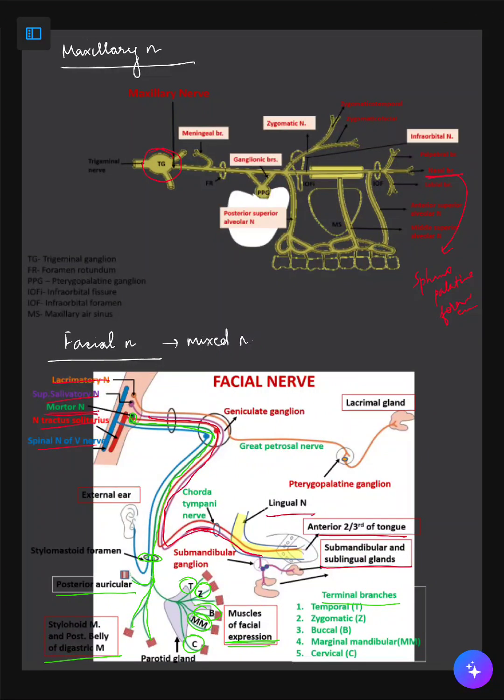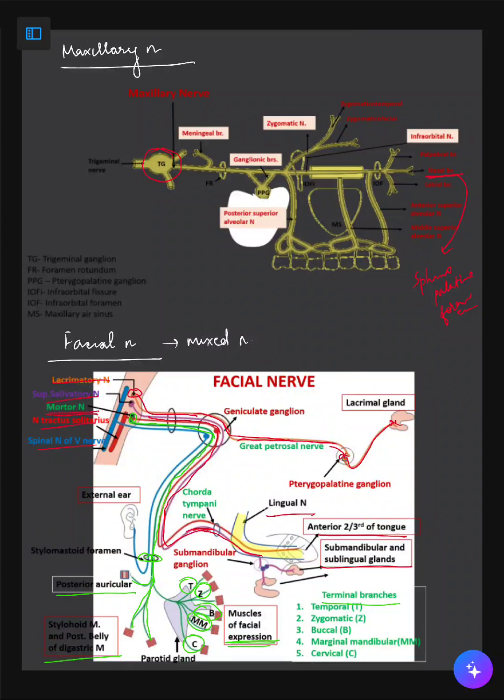Now in the petrous part of the temporal bone, the facial nerve passes through the facial canal and gives off several branches. The first is the lacrimatory nerve, which passes through the geniculate ganglion, which further moves as the greater petrosal nerve, which comes under the pterygopalatine ganglion and supplies the lacrimal gland.